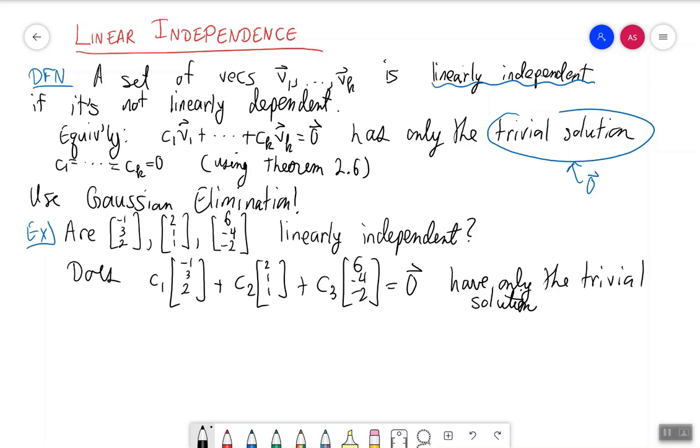Well, we can check this using Gaussian elimination by putting these three vectors into the columns of a matrix and putting zeros on the right. So -1, 2, 6, 3, 1, -4, 2, 1, -2, 0, 0, 0, and then solving this using Gaussian elimination, G-E, until we get something that's in row echelon form. Here is what we get.